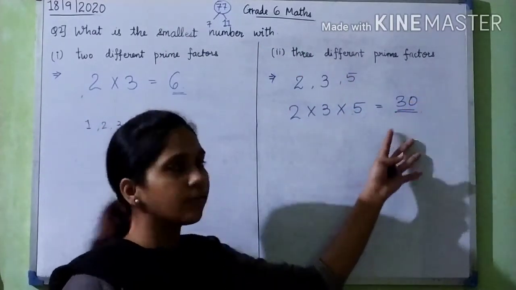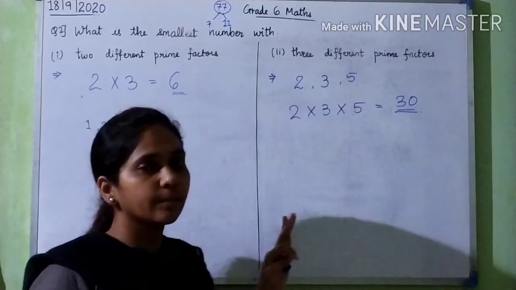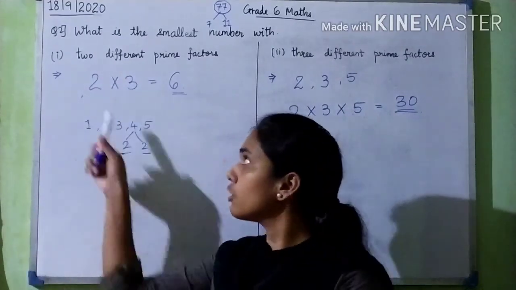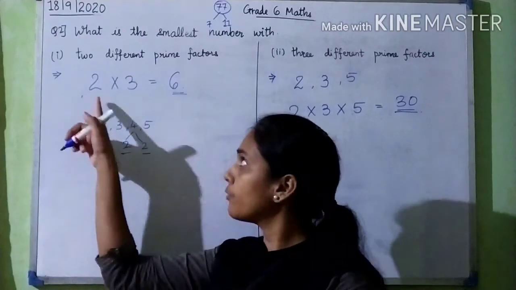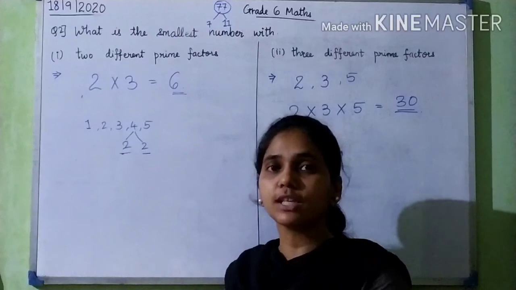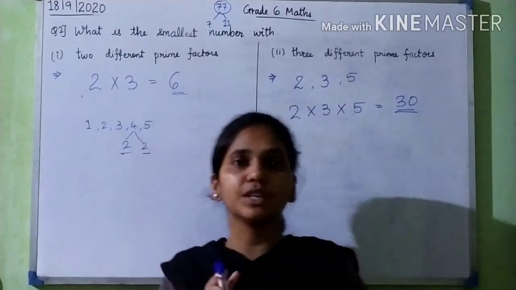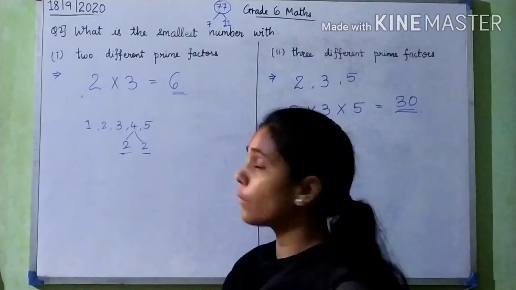Okay, so what have we done? What was the trick here? We used the 3 smallest prime numbers. And in the previous part we used the first 2 smallest prime numbers. The first smallest prime number is 2, and the next is 3. So 2 into 3 gives me 6. So 6 is the smallest of all numbers which have 2 different prime factors. So this was the second question.